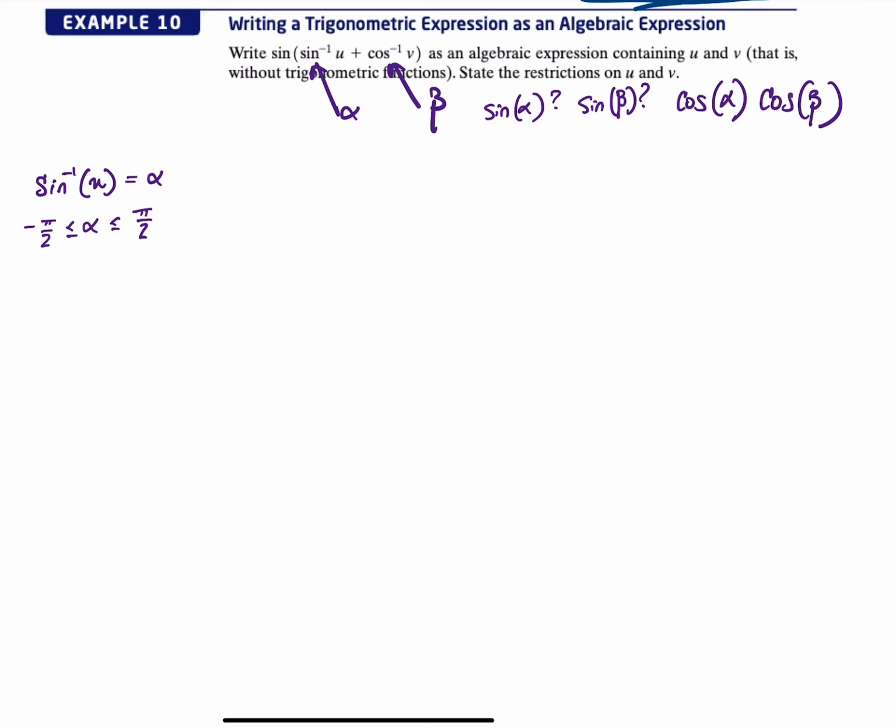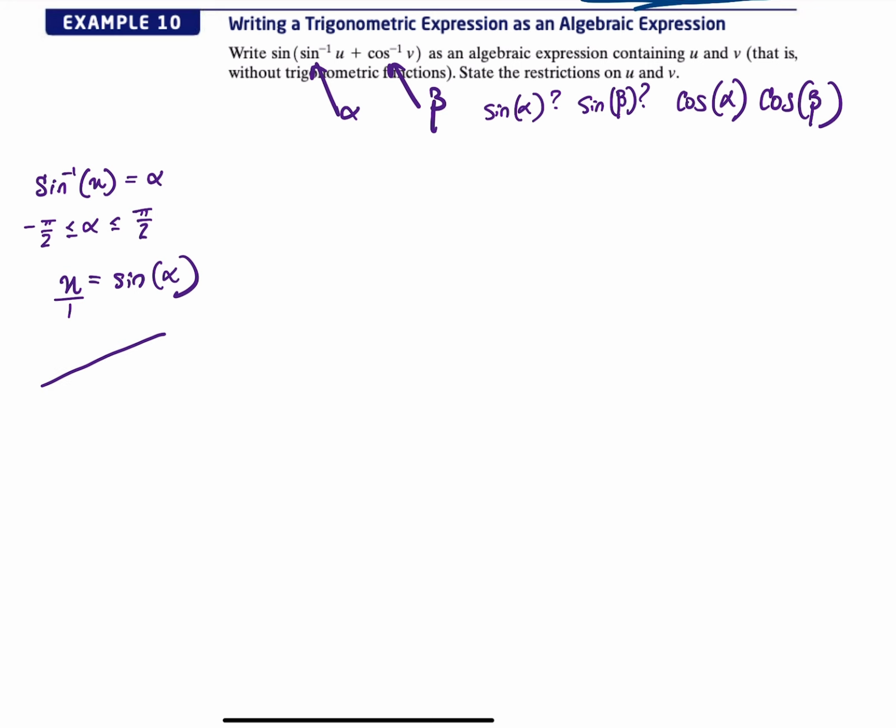All right, so we can take the sine of both sides and get a statement that u equals the sine of alpha. So from here, if you remember when we did this in a previous video, we can just build a triangle using this statement. You can see that as u over 1.